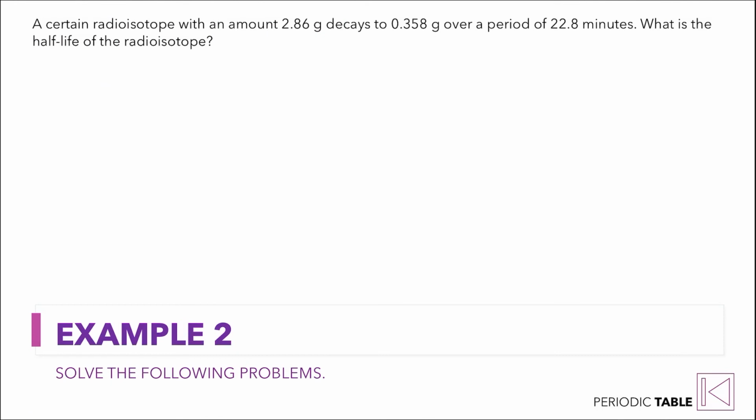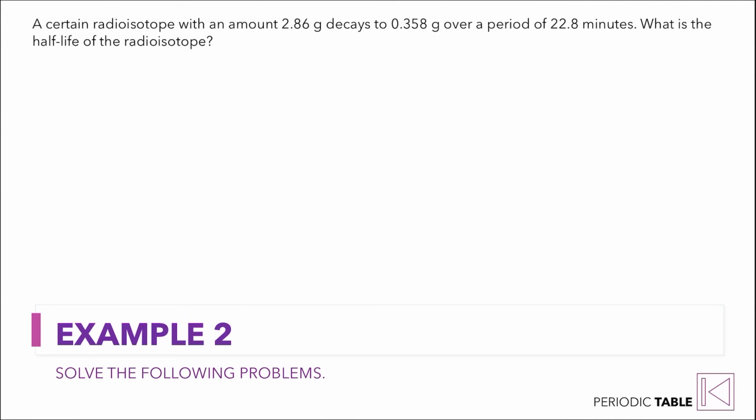Okay, so for the last one, so this is the last example. A certain radioisotope with an amount of 2.86 grams decays to 0.358 grams over a period of 22.8 minutes. What is the half-life of the radioisotope? So this one is the reverse of the other one kasi, diba? So yung sa last example natin, we use the half-life to get decay. Okay? But in this, we are solving actually for the half-life using K. Okay, so this is the reverse.